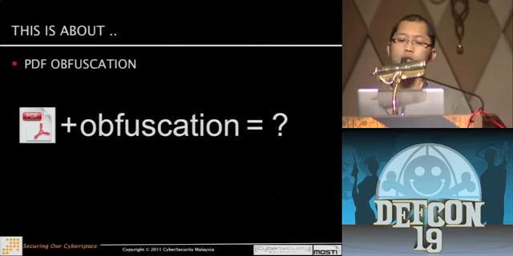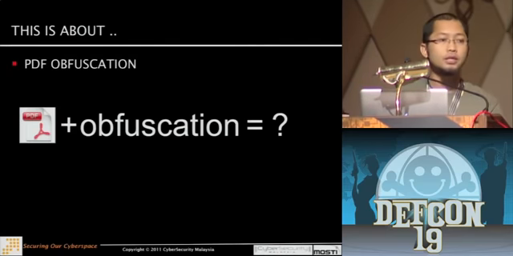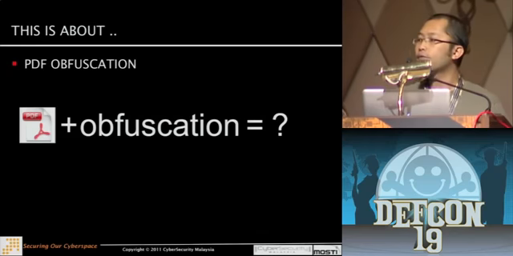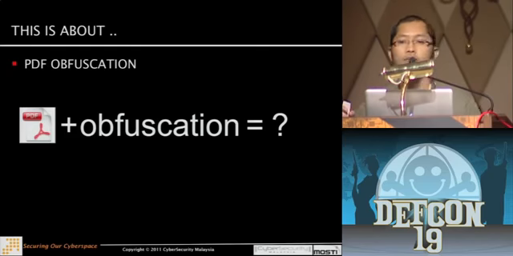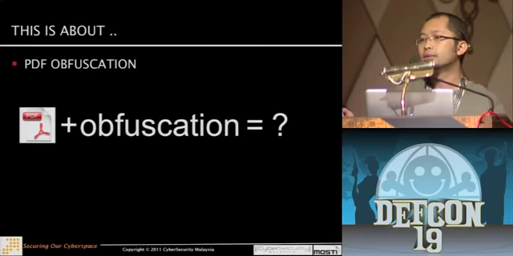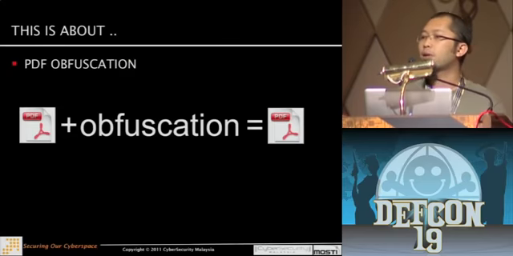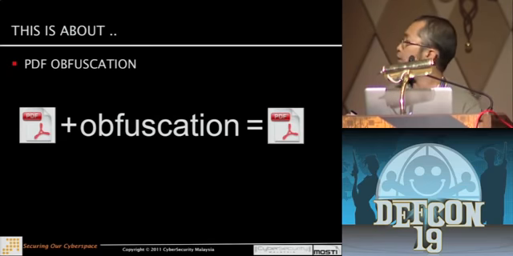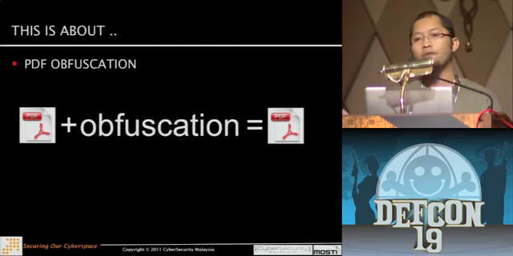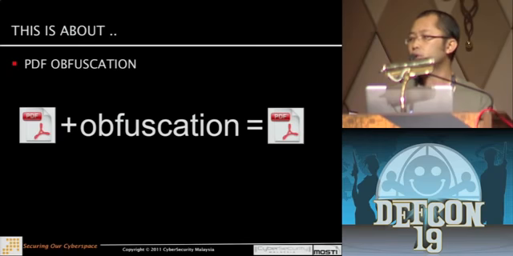So basically, when you have a PDF plus obfuscation, what do you expect to become? Transformer, maybe? Not really, right? Of course, you expect it to become a PDF as well. So the topic for today is that you have a normal PDF, or a PDF that we exploit, and then you want to obfuscate it.